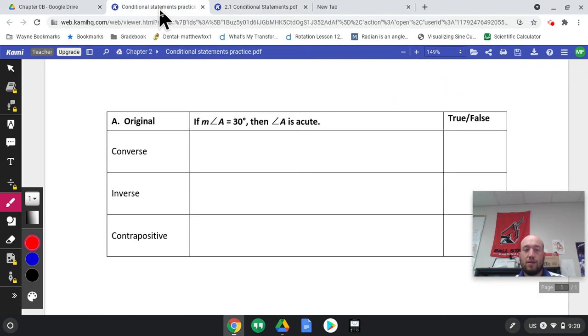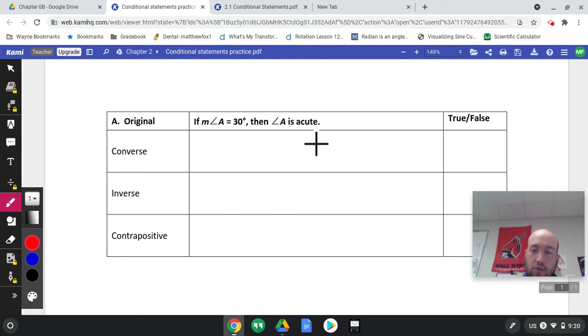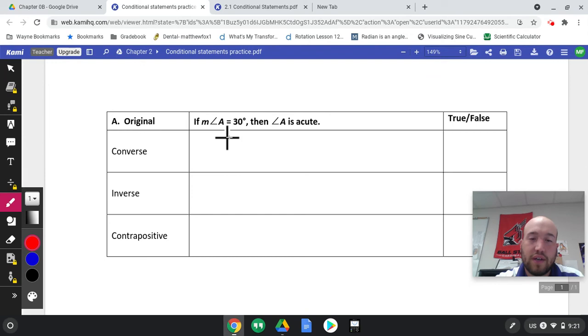So we're going to practice an example of that. First, let's look at our original or conditional statement. It says if the measure of angle A equals 30 degrees, then angle A is acute. So we want to think to ourselves, is this true or is this false? And hopefully you know an angle that is acute means it is less than 90 degrees. So if the measure of angle A equals 30, then yes, it is acute. So that would be true.